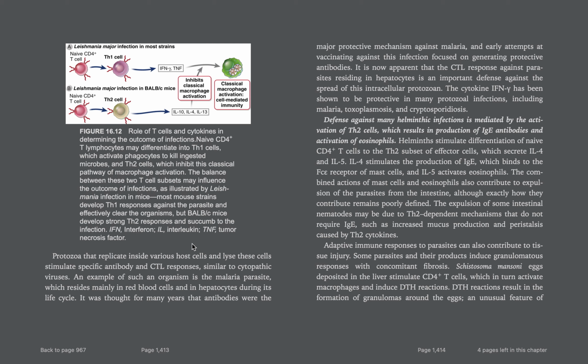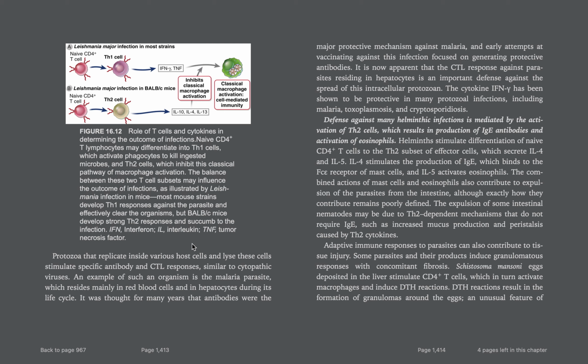Most mouse strains develop a T helper 1 response against the parasite and effectively clear the organism, but BALB/c mice develop a strong Th2 response and succumb to infection. So, Leishmania major infection in a resistant strain: when the naive CD4 T cell meets the Leishmania, it causes the activation of T helper 1. Then it produces a lot of interferon. Interferon leads to classical macrophage activation mediated immunity.